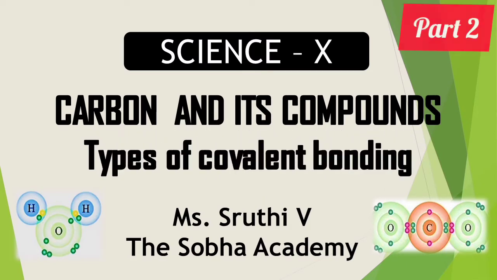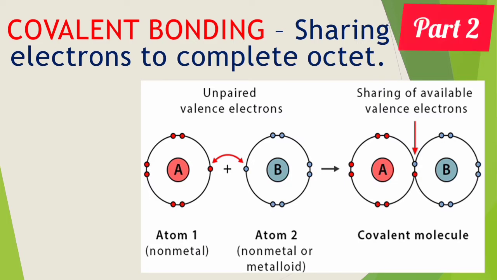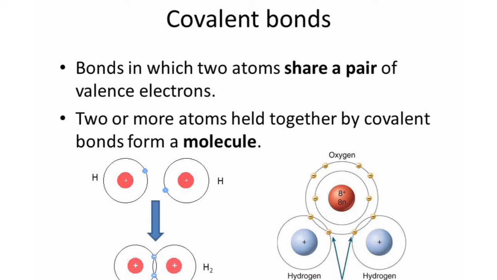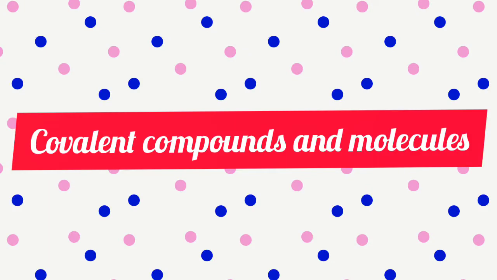In the first video of this chapter, we understood that when a non-metal reacts with a non-metallic atom, instead of giving or taking electrons, electrons are shared among the atoms to form a bond, and such a bond is called covalent bonding. In order to understand a detailed explanation of covalent bonding, please visit the part 1 video from this channel. Let's now understand how a covalent bond is formed in the upcoming molecules and compounds.